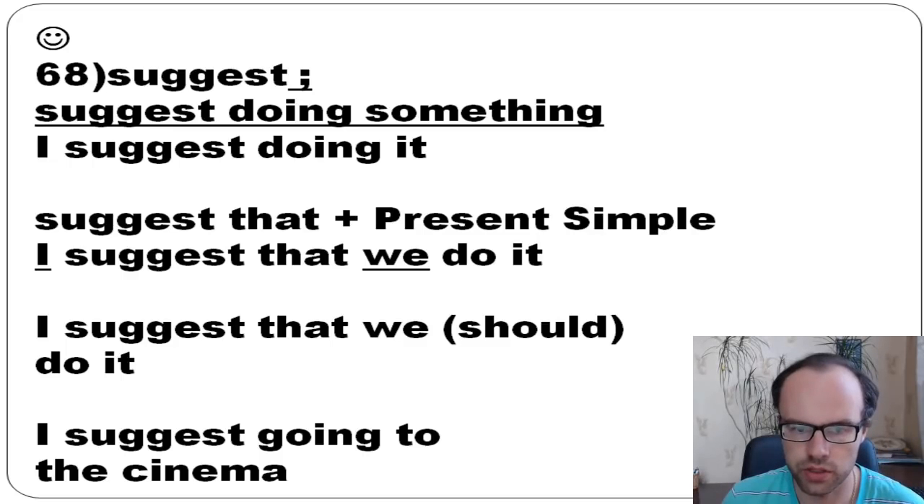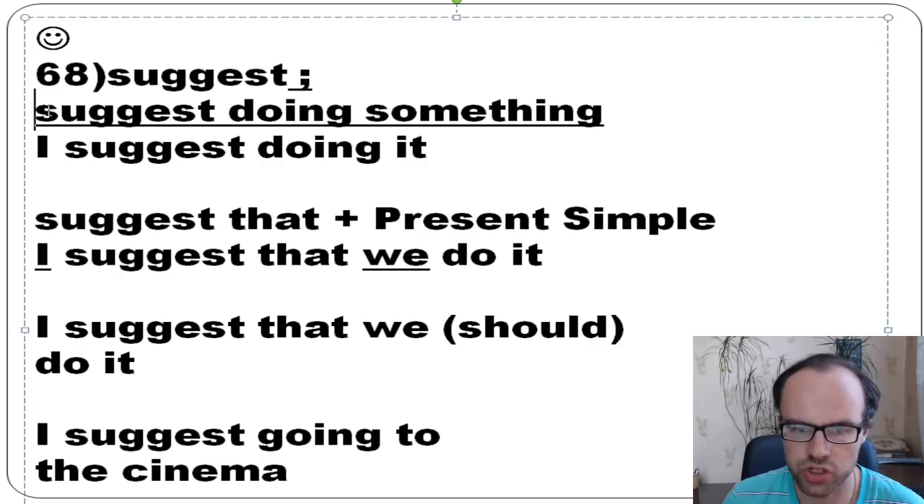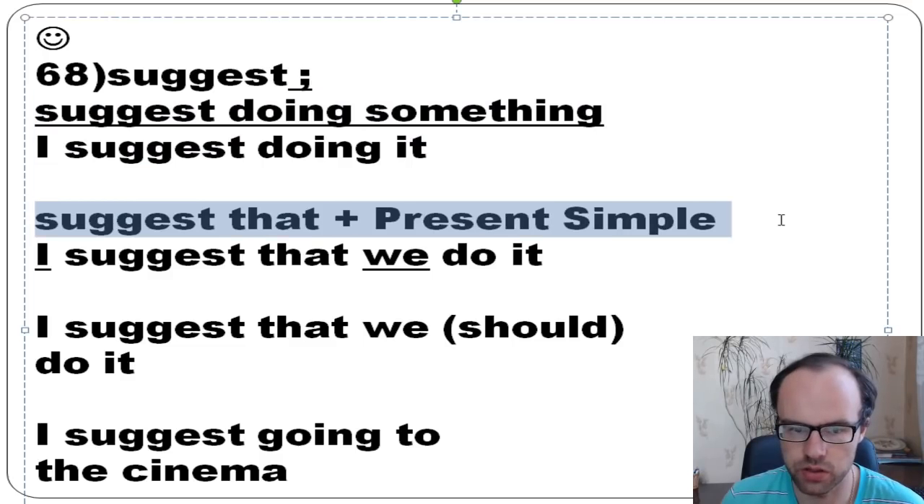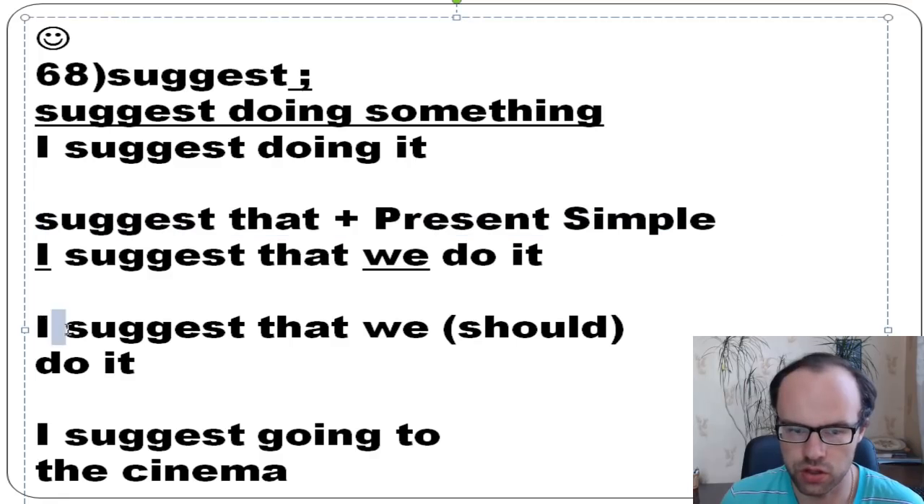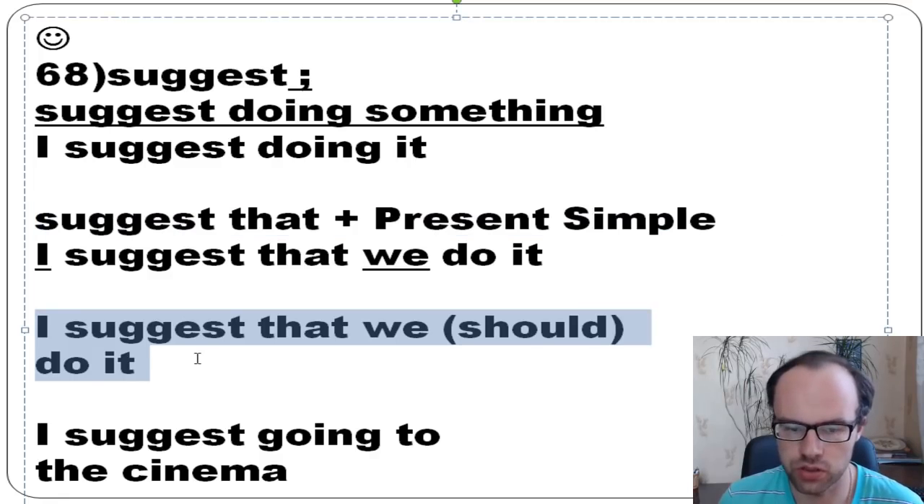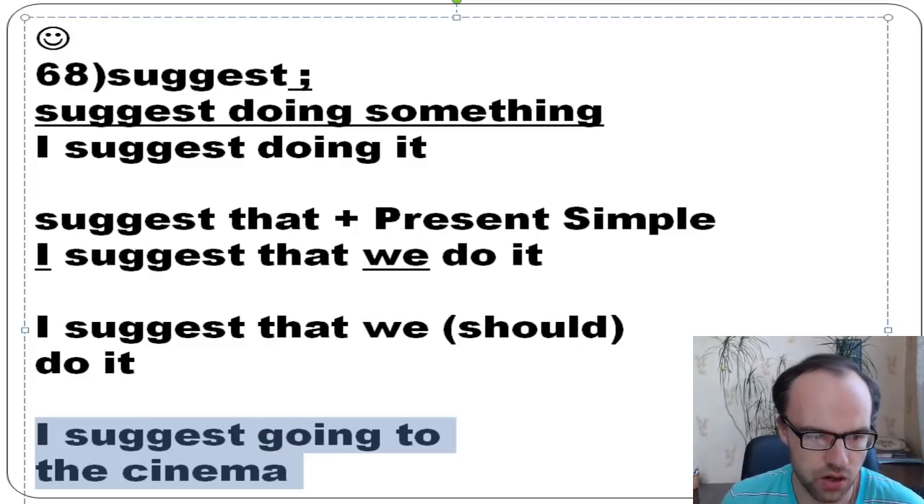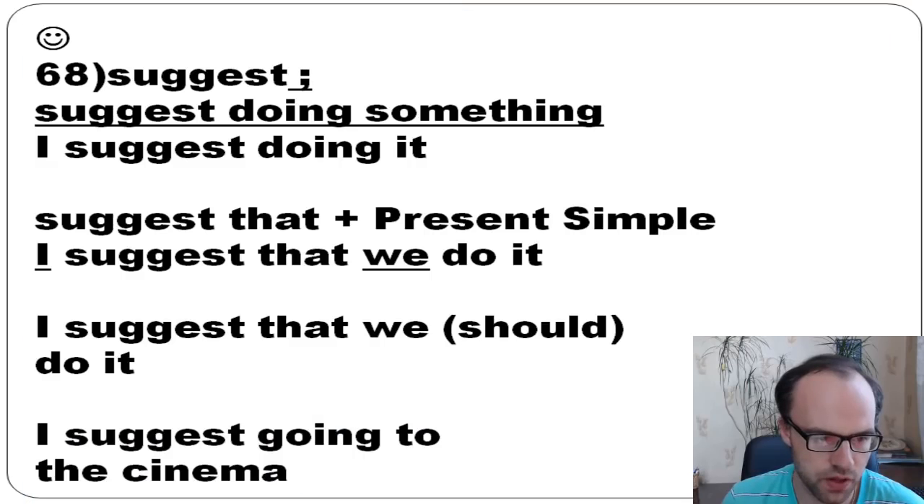Well, so in other words, you say suggest doing something if it's one subject. I suggest doing it. If there are two subjects, you say suggest that plus present simple. I suggest that we do it without should or with should. I suggest that we should do it. Or if it's one subject, it's suggest doing. I suggest going to the cinema. Well, very good.